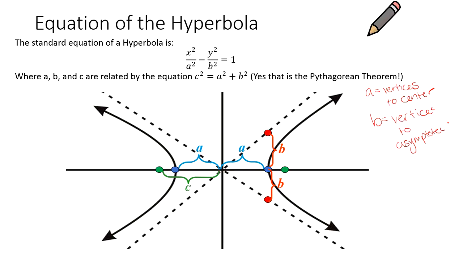And then your c value is the focus to the center. So same thing, the b value is basically the only difference from the ellipse to the hyperbola. So this is foci to center. Okay, so let's keep those in mind as we are looking around.